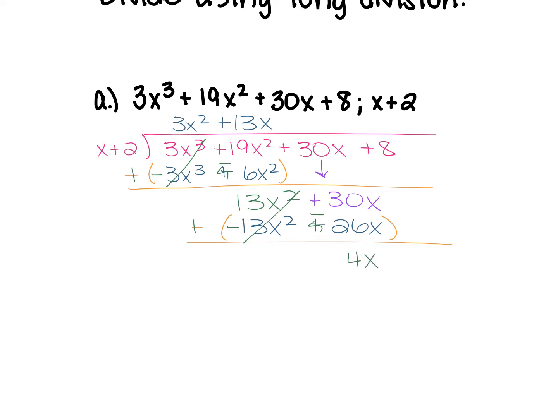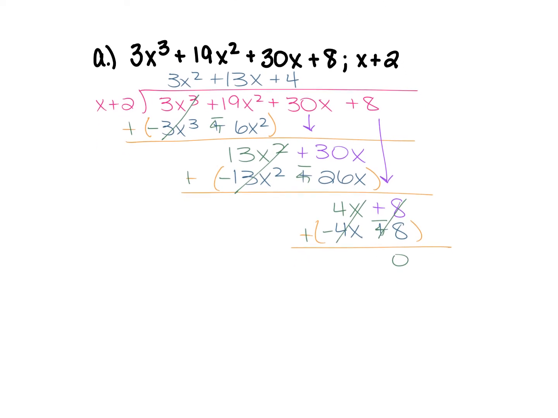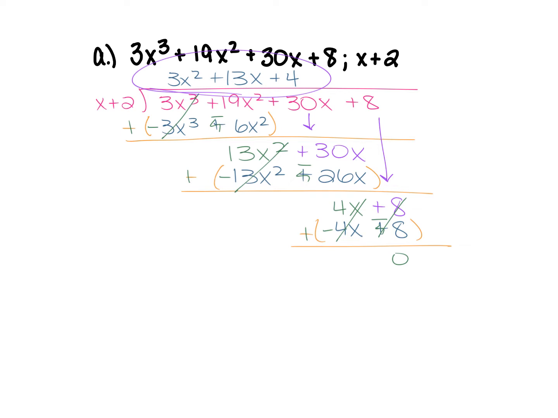We need two terms to work with. We drop down that 8. And we're going to multiply that x on the outside by 4 to give us 4x. So that 4 goes up top. 4 times x is 4x. 4 times 2 is 8. Subtract these. Distribute your negative. Add your opposites. 4x cancels. 8 cancels. You're left with 0. So the only part that's your answer is this top part here, which is 3x squared plus 13x plus 4.